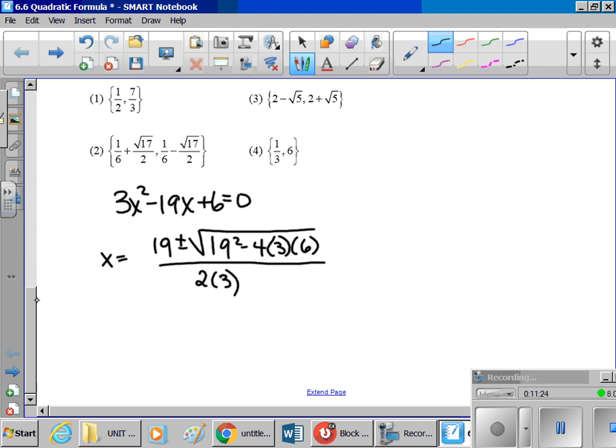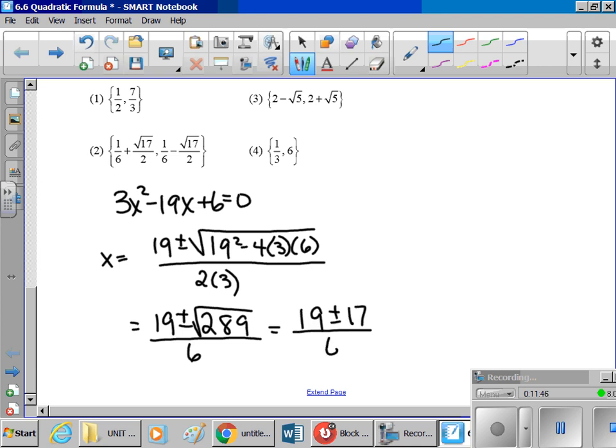Now I'm going to move down. You might have to move to the right. So I'm going to get 19 plus or minus, and when you put that whole thing into your calculator, you get 289. So it's the square root of 289, or rad 289, all over 6. And 289 is a beautiful perfect square. So my answer is 19 plus or minus 17 over 6. So I know that right away, it's not going to be 2, it's not going to be 3.